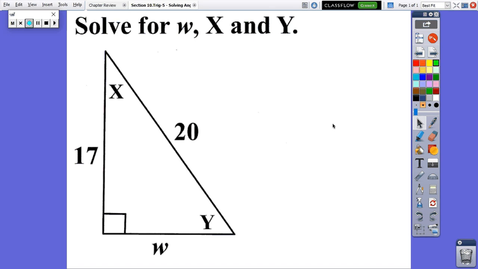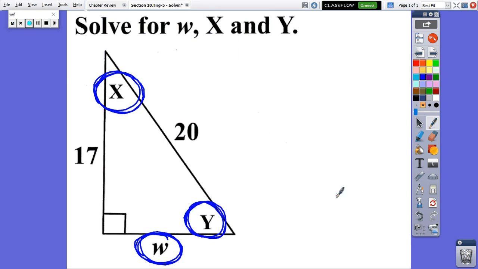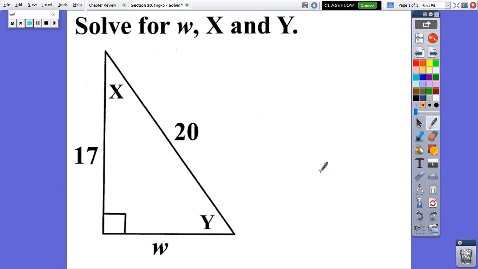All right, today we're going to work on just one problem together, and then I'm going to let you guys try some problems on your own here. So there is quite a bit to solve in this problem. There are three things. We're going to solve for little w, which is this side down here, and we're going to solve for angle x, and we're going to solve for angle y. Now, where would you like to start?